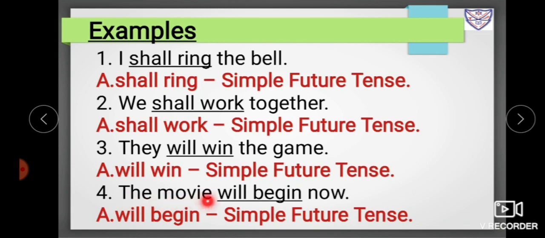Fourth one, the movie will begin now. So over here again will begin is in simple future tense. It means that an action or event will occur somewhere in the future time. Still this action has not been started, that is, this movie has not been started yet. It will start somewhere in the future time.